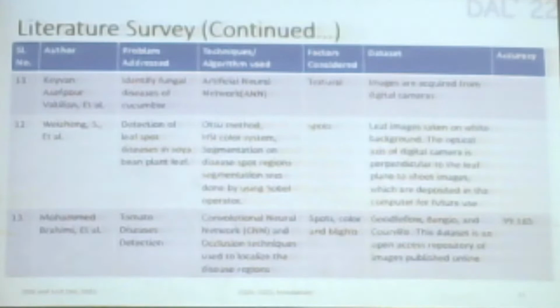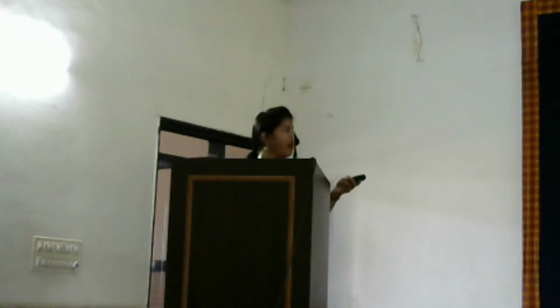So here he has considered spots, color and light. He has not taken real-time data; he has taken the data set from an open access repository. So I have considered the diseases in different plants like soybean, pomegranate, tomato, cucumber and areca nut.